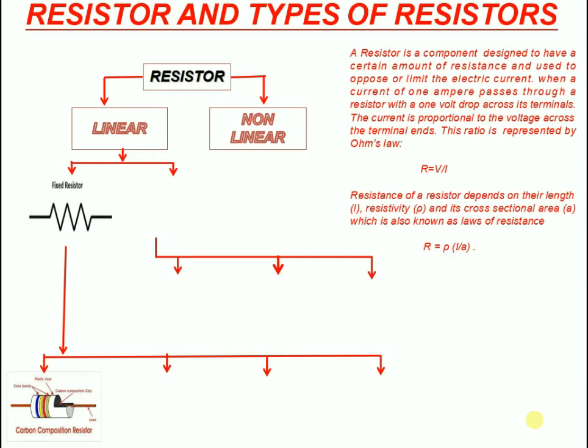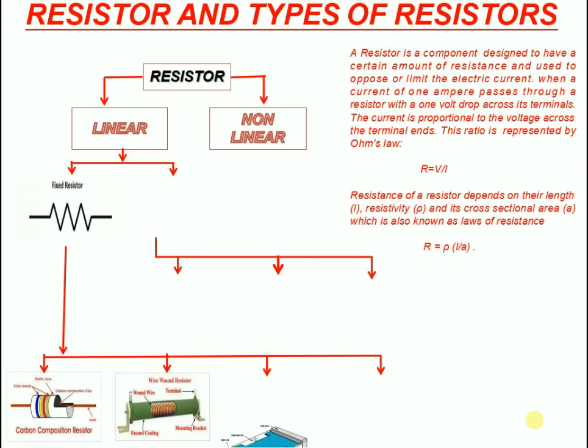Wire wound resistors. A wire wound resistor is made from an insulating core or rod by wrapping a resistive wire around it. The resistance wire is generally tungsten, manganin, nichrome, or nickel chromium alloy, and the insulating core is made of porcelain, bakelite, press bond paper or ceramic clay material.